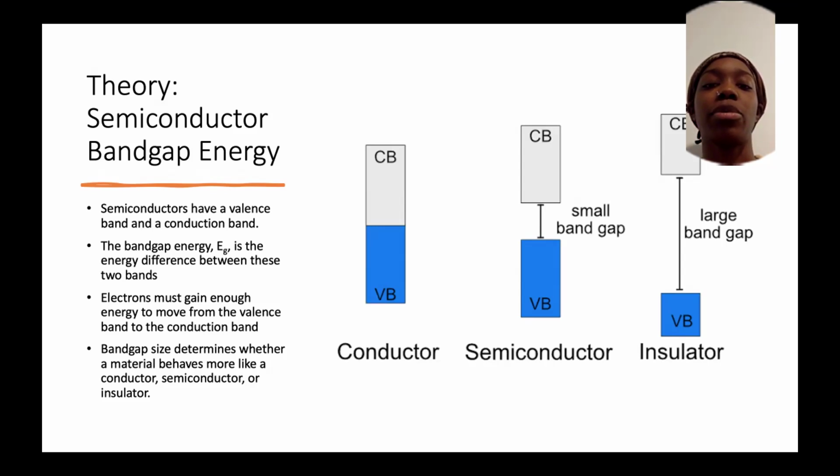Conductors have little separation between available energy levels, so electrons can move easily. Insulators have a very large band gap, so the electrons cannot easily move into the conduction band. Semiconductors are somewhere in between, which makes them useful because their electrical behavior can be controlled by temperature, doping, and applied voltage.